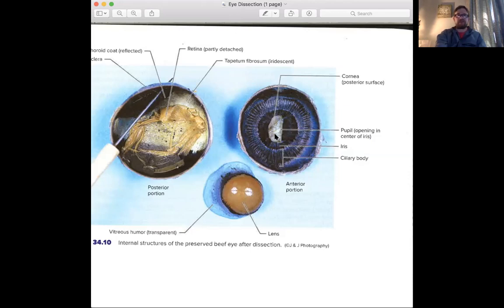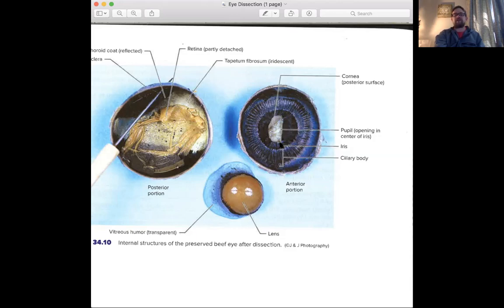And so here you can see it looks a little fibrotic, this fibrous tissue. This is the cornea. What you're looking at here is the back of the cornea, because you're looking inside the eye. Here you have the iris. This is the part of the eye that is colored.